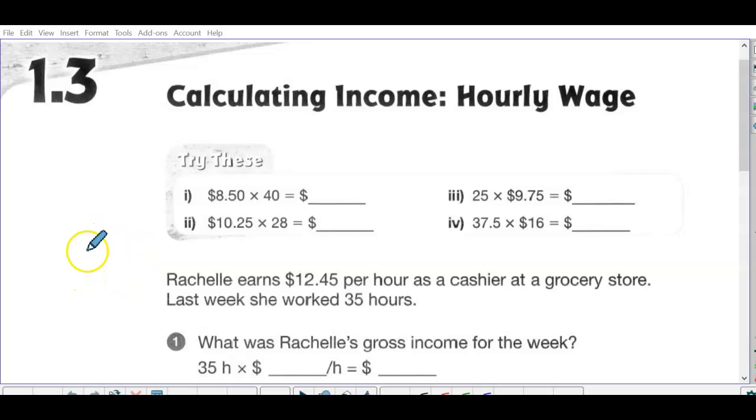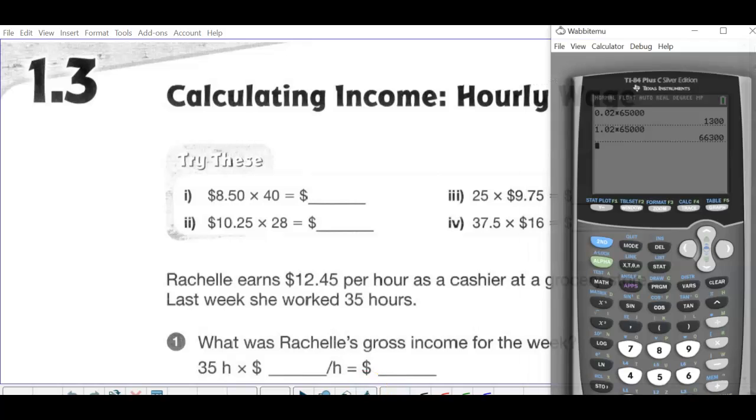Chapter 1.3, calculating income of hourly wage type of jobs. So the try these is really very similar to a lot of the calculations that you're going to do. This would be your hourly wage. It's a dollar amount multiplied by the number of hours. So you can use a calculator for these.